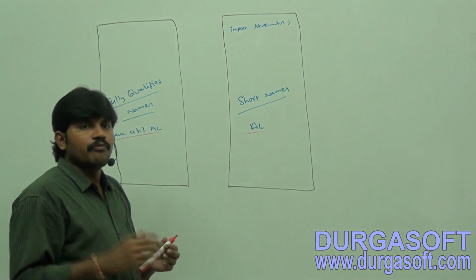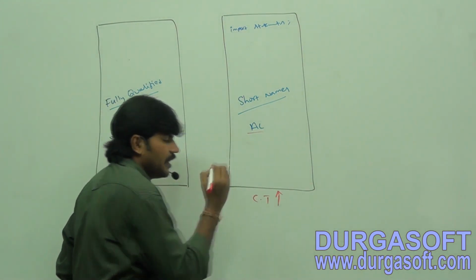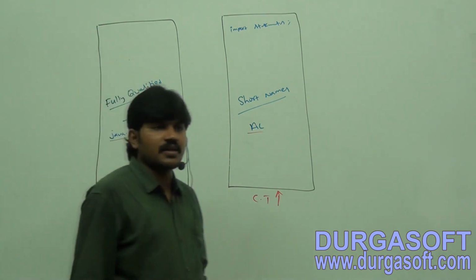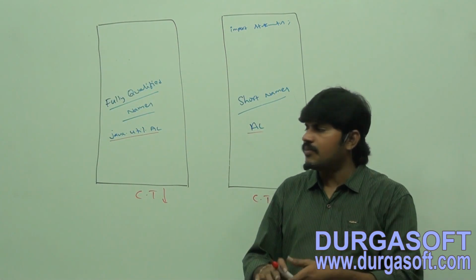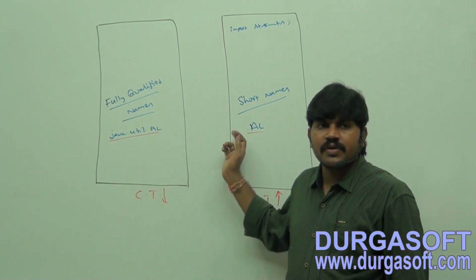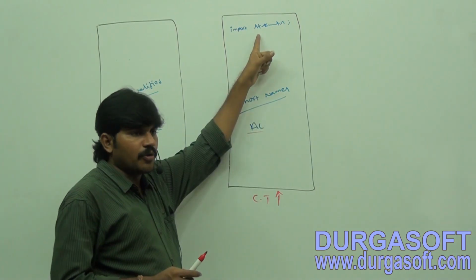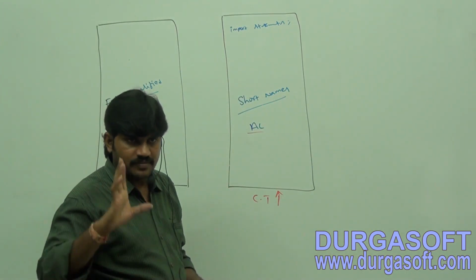Second one. That's why compile time is more in this case, and compile time is less in this case. Are you getting it right? Whenever we are using the fully qualified name, very easily, within less time only, the code is going to compile. But whenever we are taking short names and imports, the compile time will be more. That is point number 1.